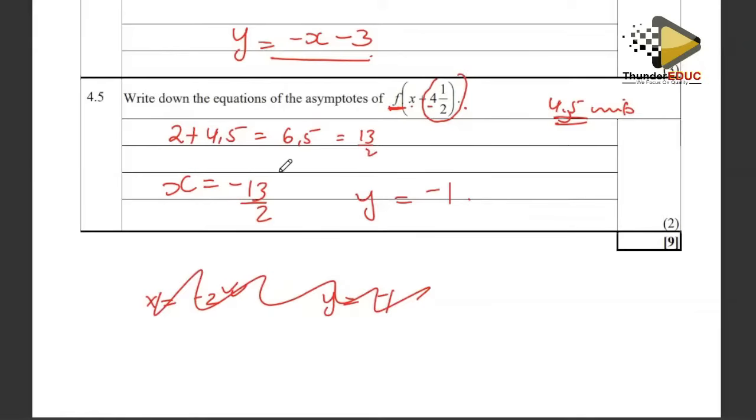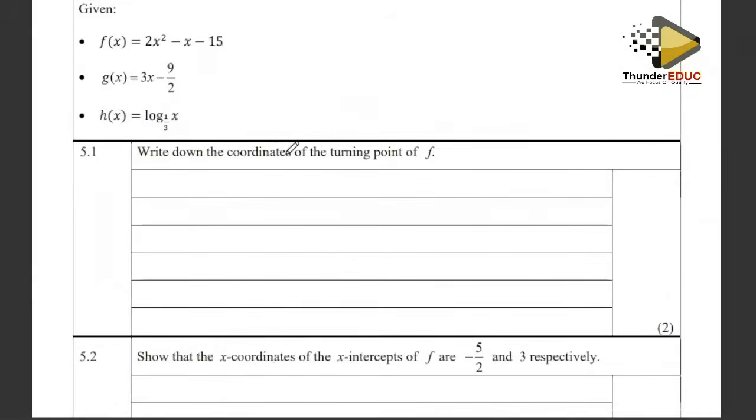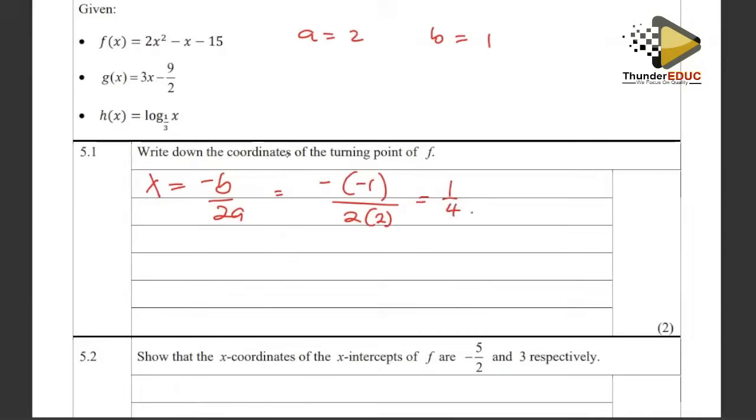And then question 5, okay, given the f of x is a parabola, g of x, straight line, h of x, a log function. Write down the coordinates of the turning point of f. So turning point, we can start by finding the axis of symmetry, okay? X is -b/2a. So from here, we know that our a is a 2, our b is a -1. So it's a negative with a -1 over twice times 2, which gives us a quarter, okay?